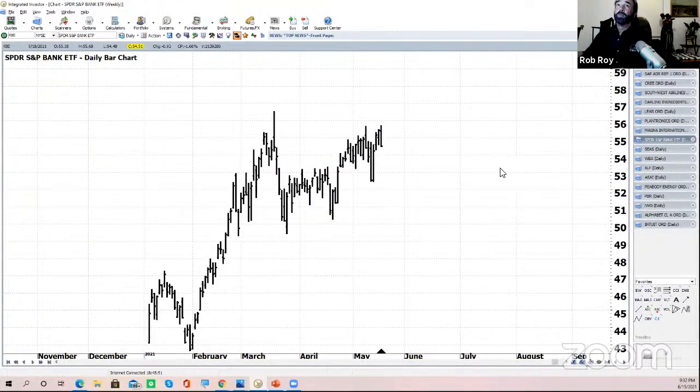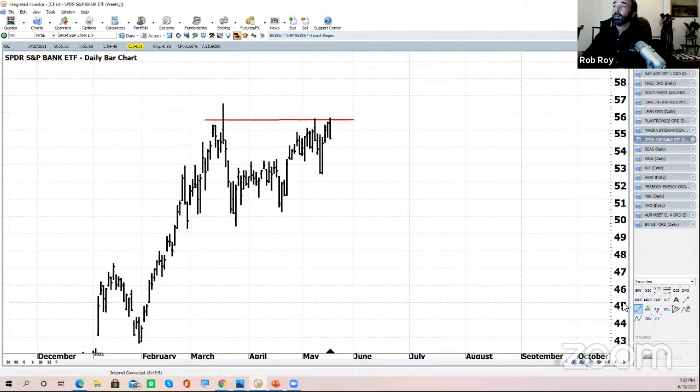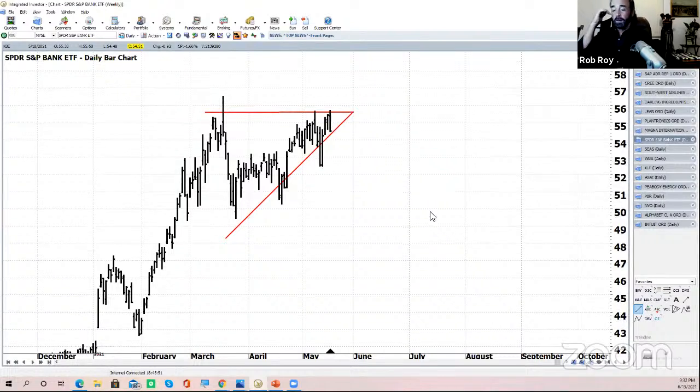Then on the 18th, we looked at KBE. We've had a lot of financials, which makes sense. Interest rates, we'll talk about that in the recording tonight, the new SPY update. But basically what we did was we had so many searches in the banking and financial sector that we just went ahead and did the ETFs.